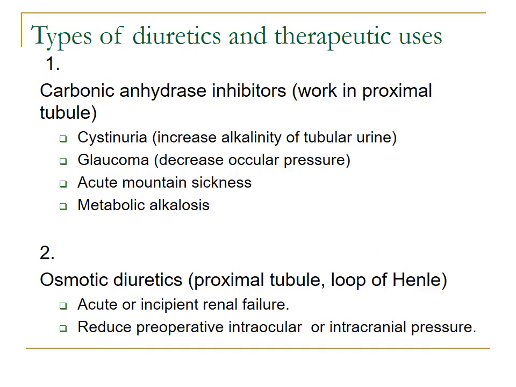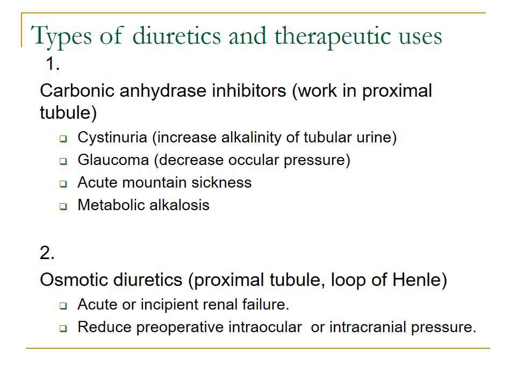Types of diuretics and therapeutic uses. 1. Carbonic anhydrase inhibitors work in the proximal tubule. Uses: cystinuria, to increase alkalinity of tubular urine; glaucoma, to decrease ocular pressure; acute mountain sickness; metabolic alkalosis. 2. Osmotic diuretics act at the proximal tubule and loop of Henle.